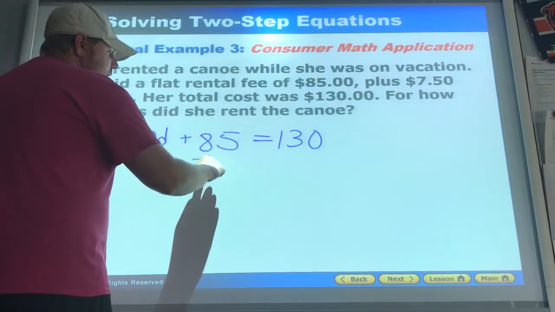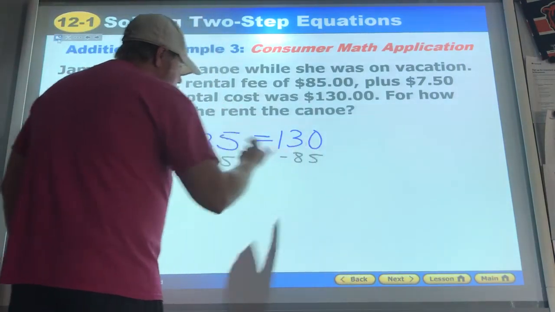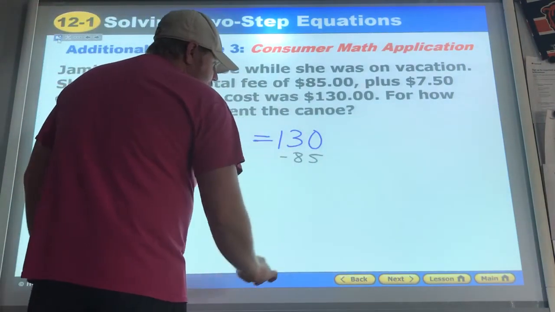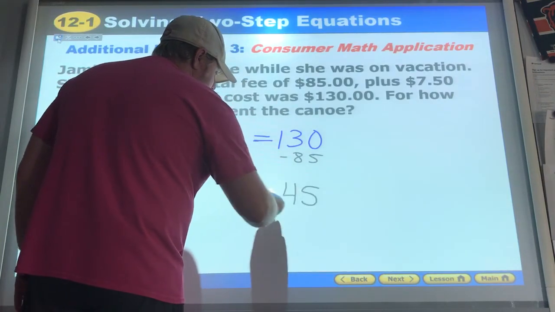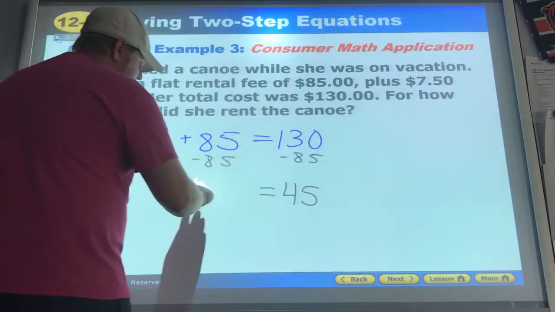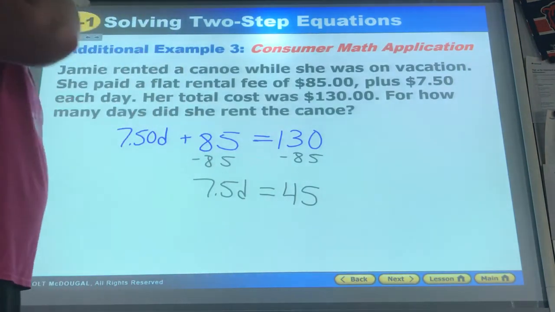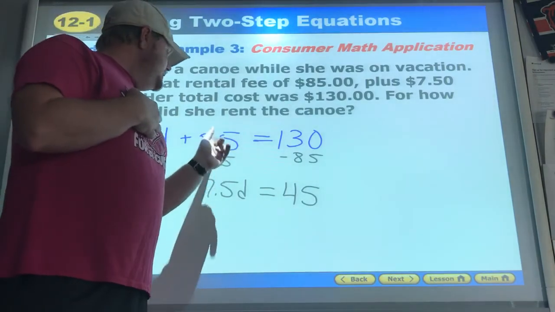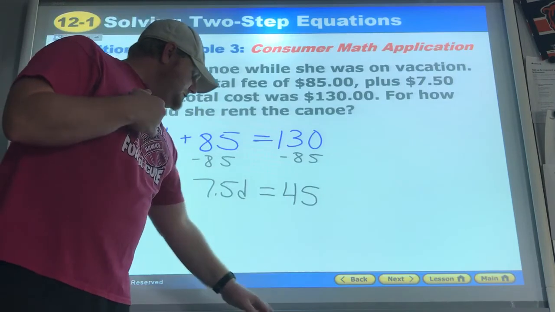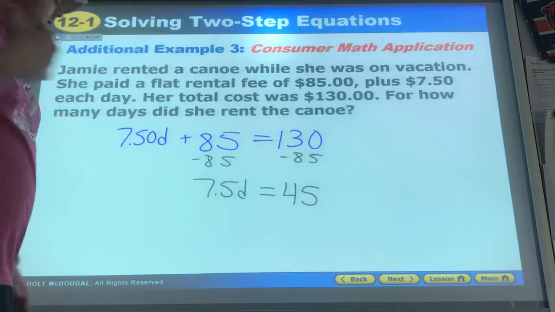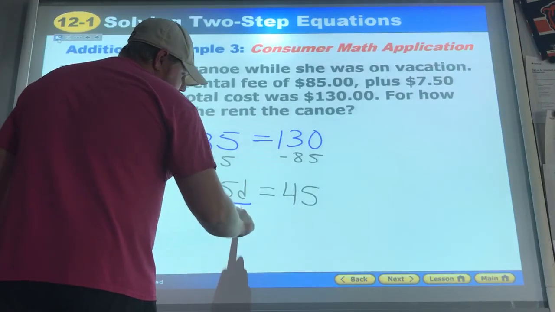I use my inverse operations to get rid of the 85. 130 minus 85 is 45. Haven't done anything with 7.5D. Now, she paid $85 just to set up the thing. $45 she paid in rental fees for $7.50 a day. So we do our division by 7.50 to figure out how many days she rented.